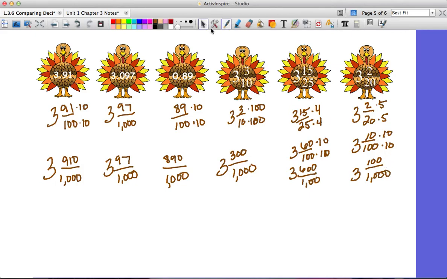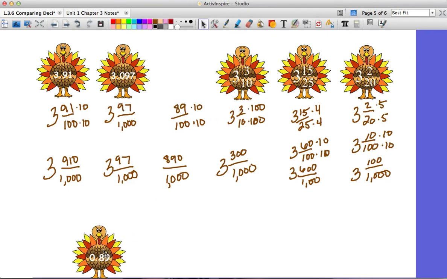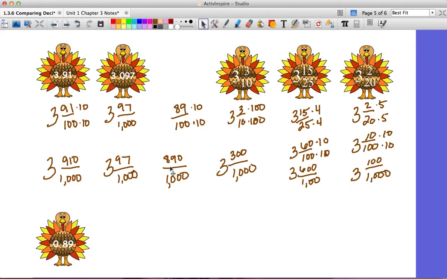And now I can compare them from least to greatest, first looking at their whole number. In this case, this is the only one that does not have a whole number. So I will list this one first. So 0 and 89 hundredths, which was written as 890 thousandths. So now we're looking at the fractions, which makes it a little bit more difficult. Right, and then now all the rest of them have 3's in the front. So now I have to look at the numerators to look at which one's the smallest.